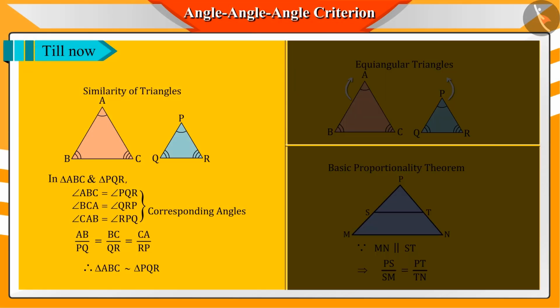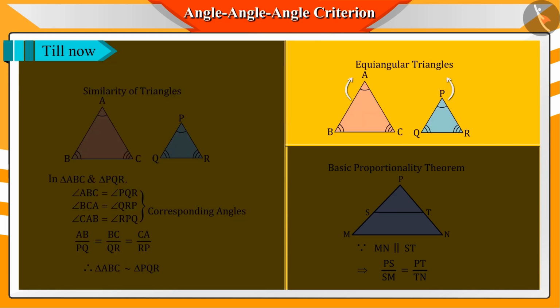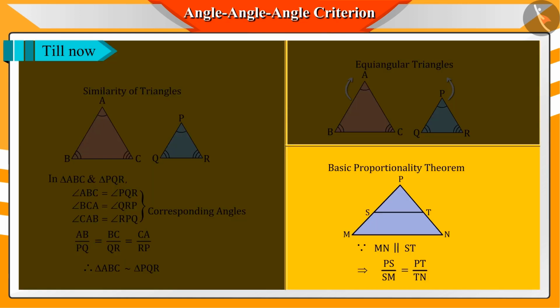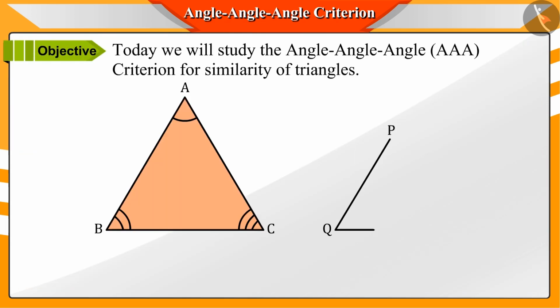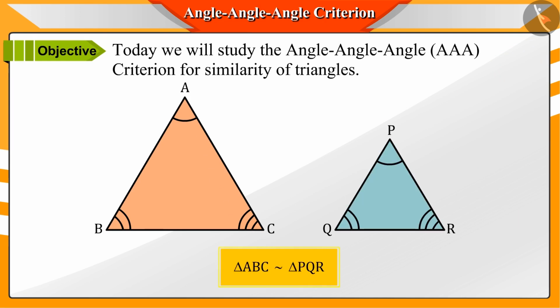In the previous video, we learned about similarity, similar triangles, and basic proportionality theorem. In this video, we will learn the angle-angle-angle or AAA criteria for similarity of triangles.